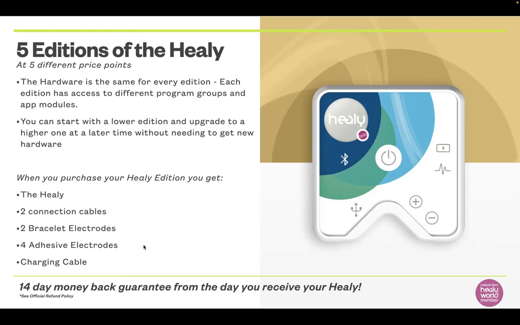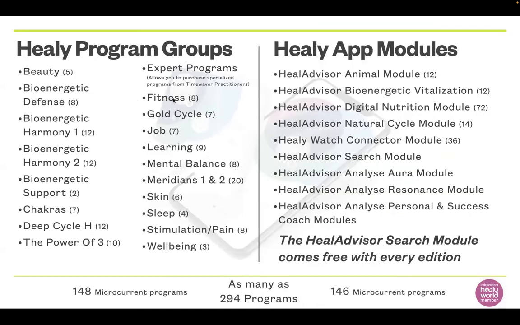These are examples of just all the different program groups and app modules that are available in the Healy. And depending on your edition, you'll have some or most of these. And whatever you get in your edition, you own for life, and there's no subscriptions or monthly fees or annual fees or anything to use those for the rest of your life. However, if there's a program group maybe that's not in your edition and you want to add it, you can do that. And then it would be like a small monthly subscription to add certain things to your Healy.